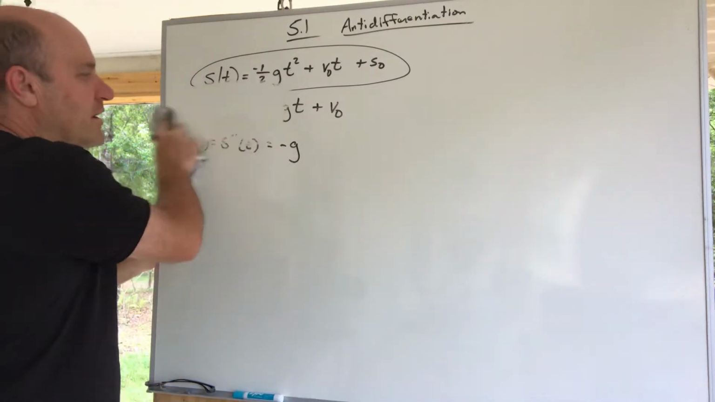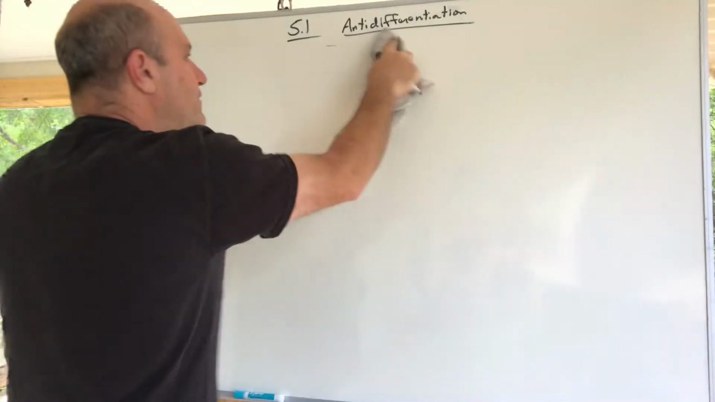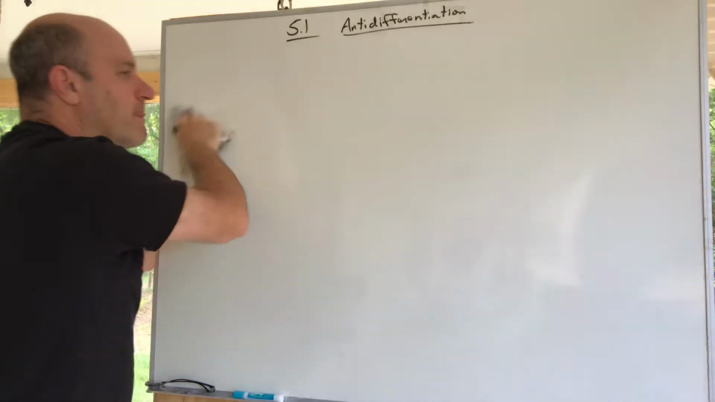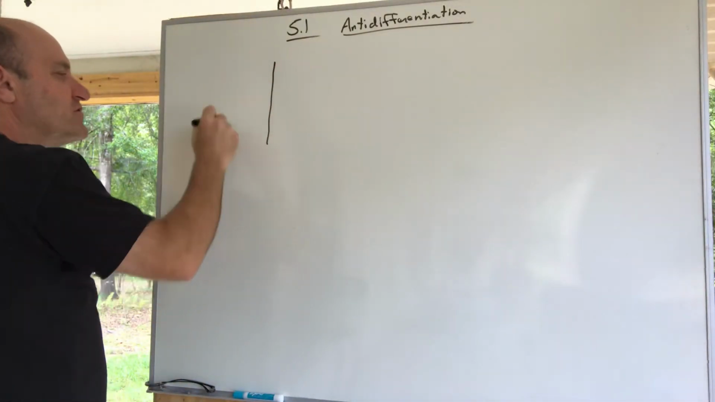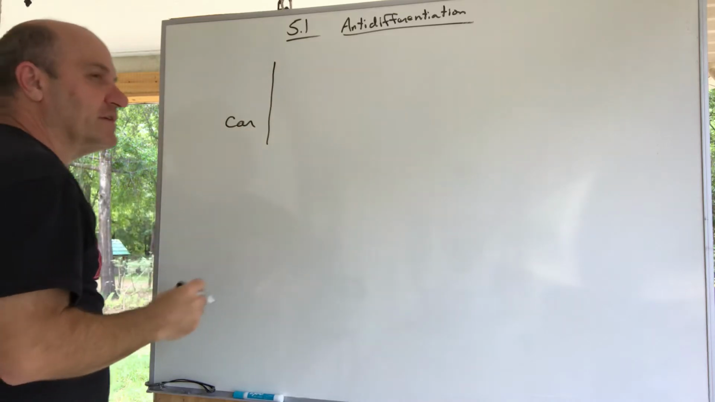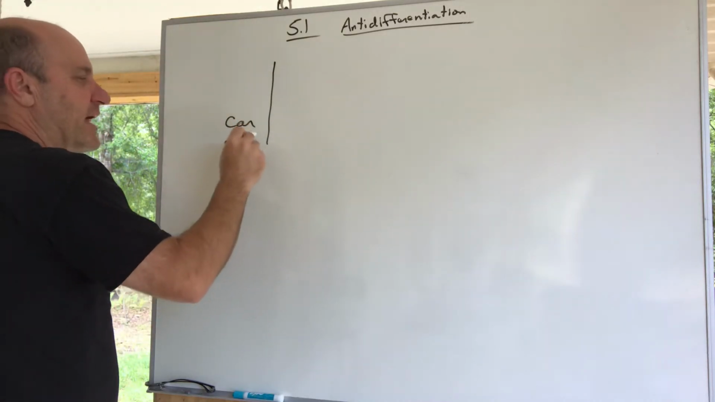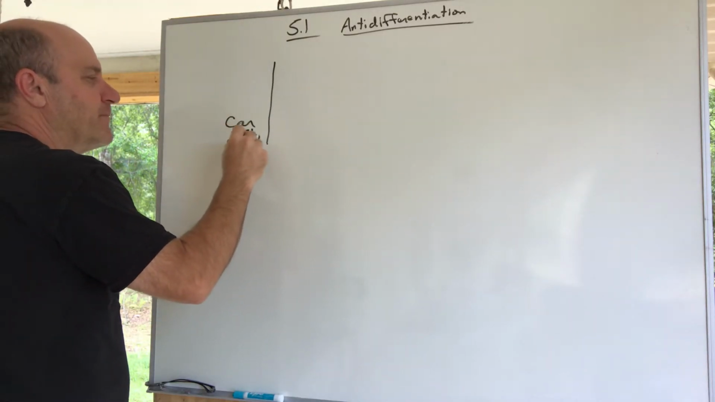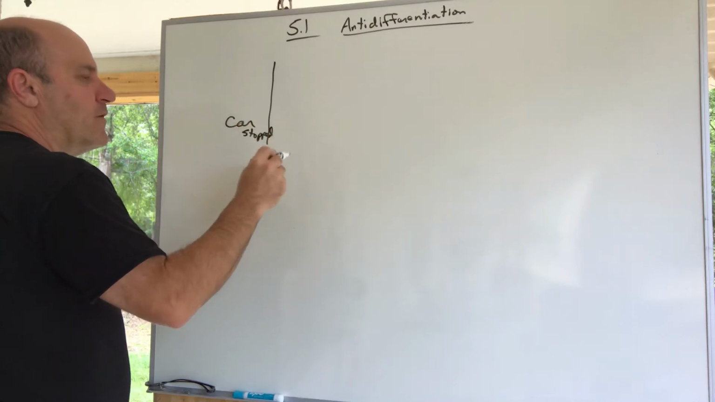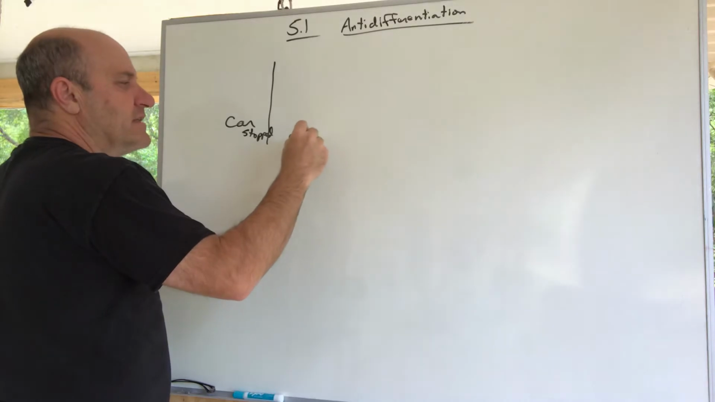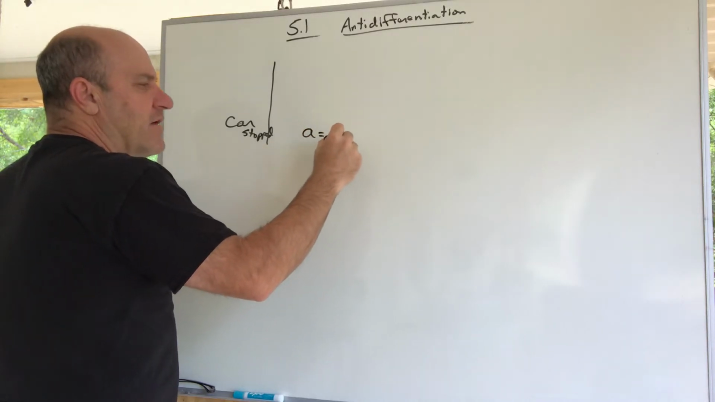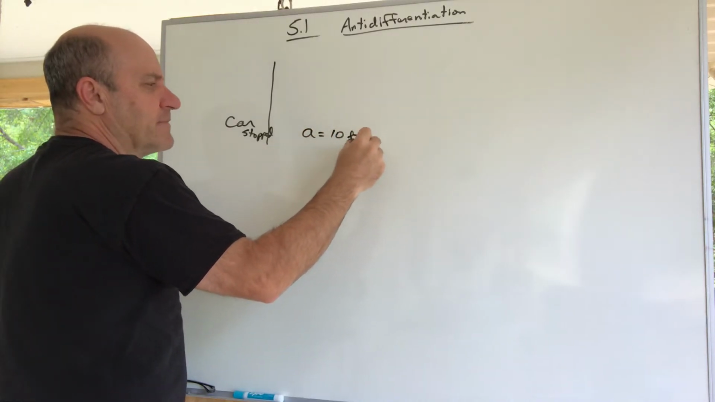So let's do one here. Let's say this happens. There's a car sitting at a red light. It's stopped at a red light. And when the light turns green, it begins to accelerate. And it accelerates at 10 feet per second per second.